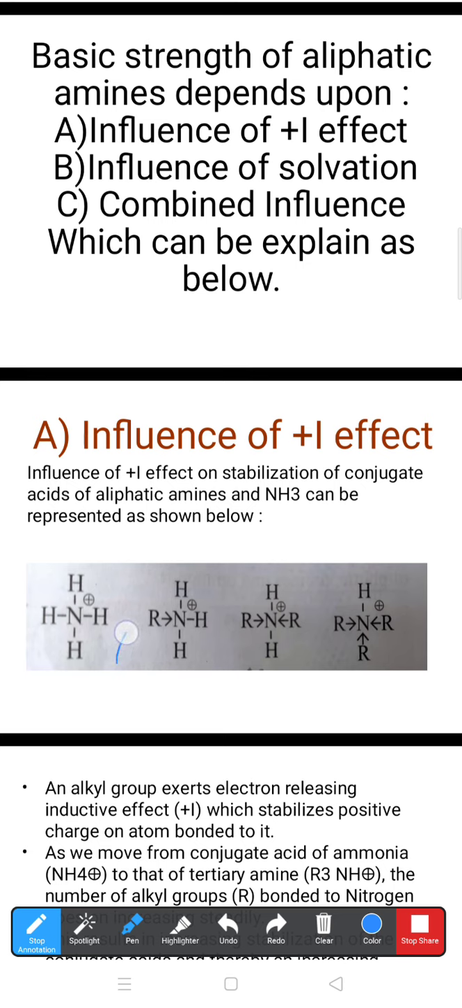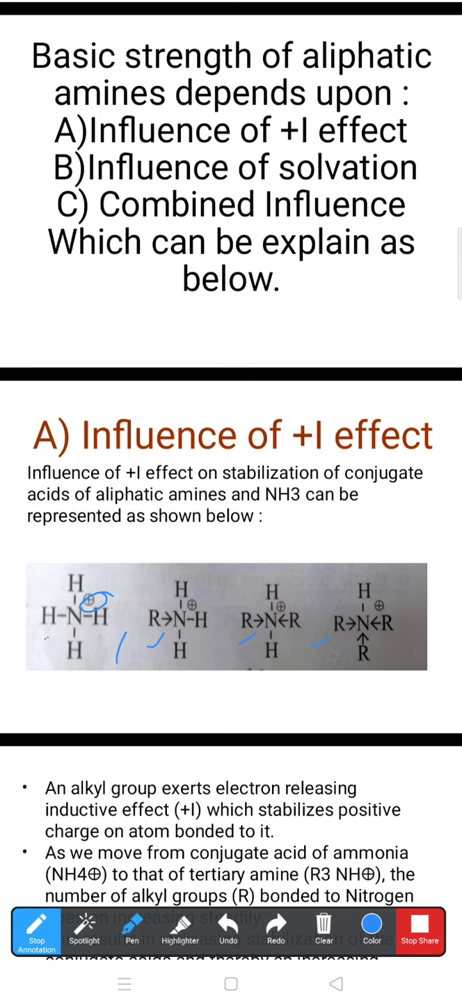In this structure, you can observe that NH4 plus has the positive charge over the nitrogen atom. Here, in the case of the second structure, RNH3 plus, one hydrogen atom is replaced by one alkyl group. The alkyl group has electron donating capacity or tendency. As the number of alkyl groups increases, the electron donating capacity toward the central nitrogen atom of these amines also increases. In the second structure, we observe that there is only one alkyl group. In the third structure, we observe that there are two alkyl groups.